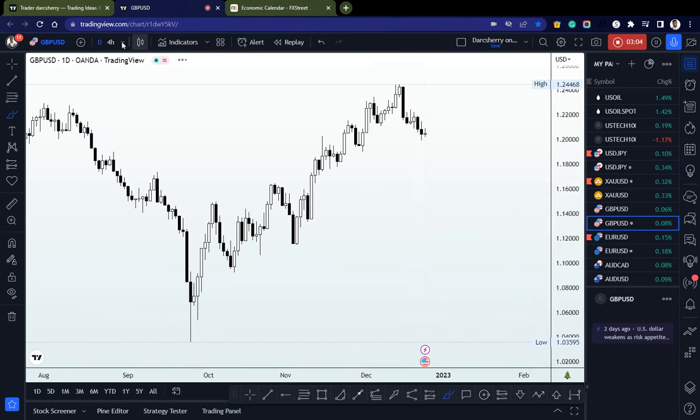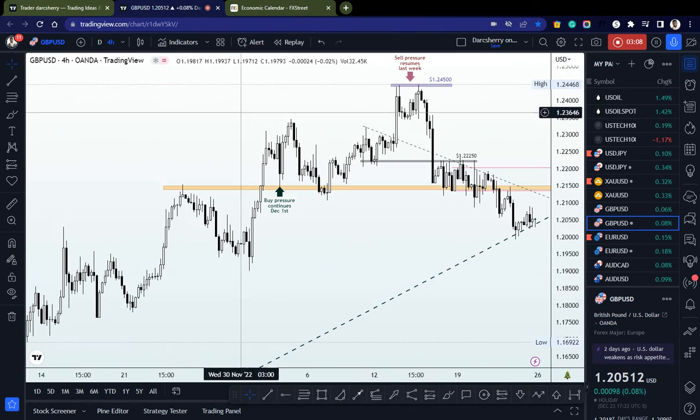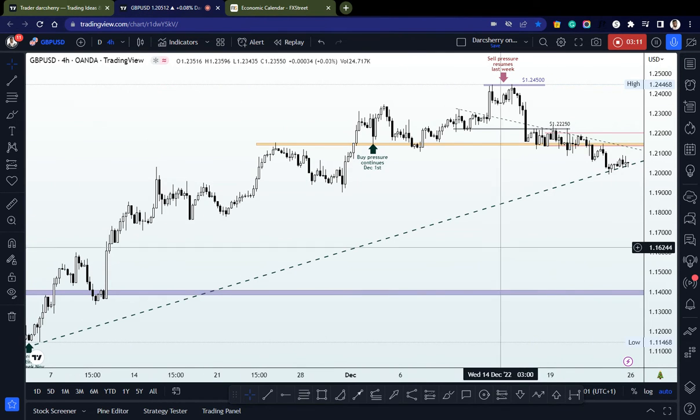So right on the 4 hours time frame, I was able to identify a couple of setups, which I will show you in a moment. Hold on a second. All right.